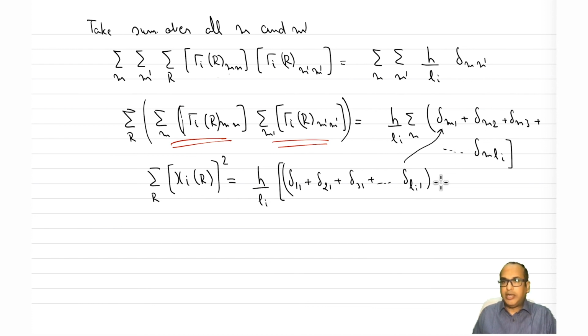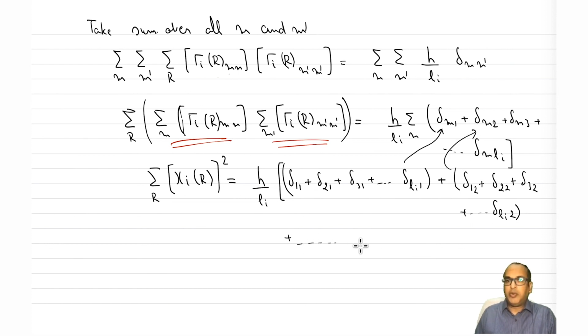Similarly, for delta m2, we will have delta 1 2 plus delta 2 2 plus delta 3 2 plus delta li 2, right? So this comes as an expansion of this one. Similarly, we can keep on going, and for the last one we will have delta 1 li plus delta 2 li plus delta li li.